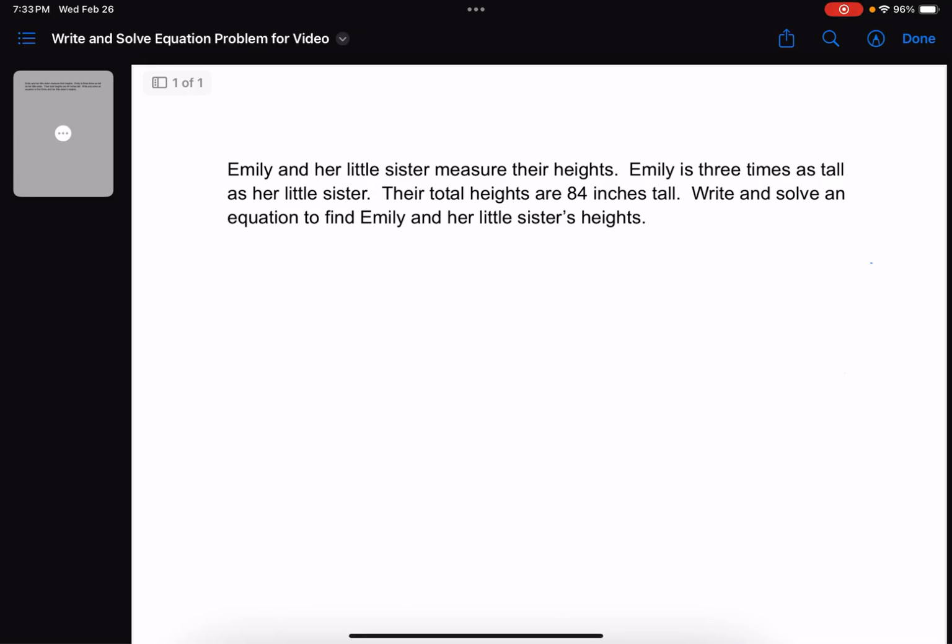Emily and her little sister measure their heights. Emily is 3 times as tall as her little sister. Their total heights are 84 inches tall. Write and solve an equation to find Emily and her little sister's heights.